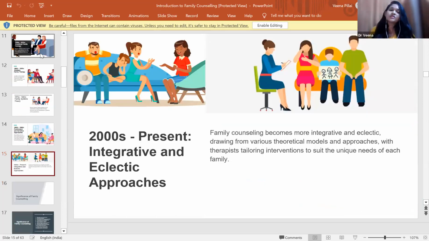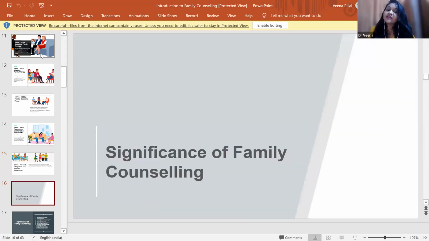And from the 2000s to the present, we have the integrative and eclectic approach in marital and family therapy. Family counseling becomes more integrative and eclectic, drawing from various models and approaches, and the interventions are tailor-made, very unique to each issue. And when it comes to the significance of family counseling, why is family counseling required?